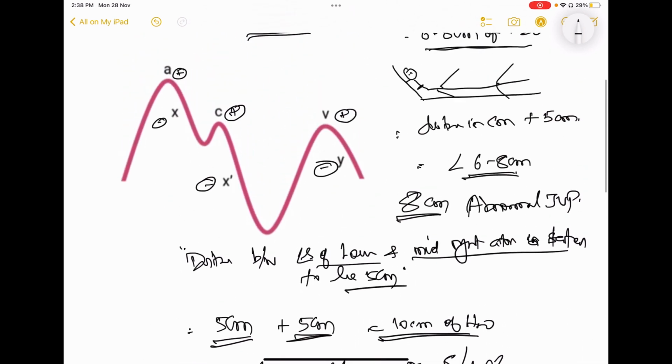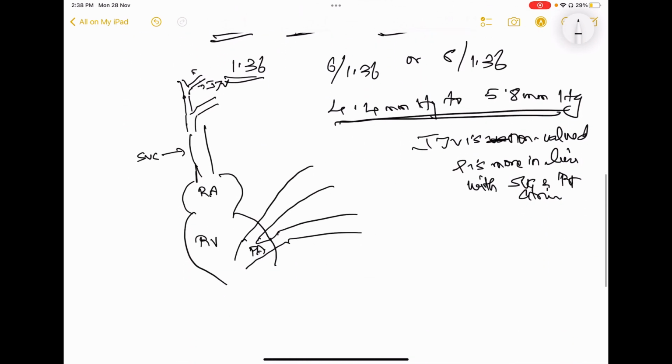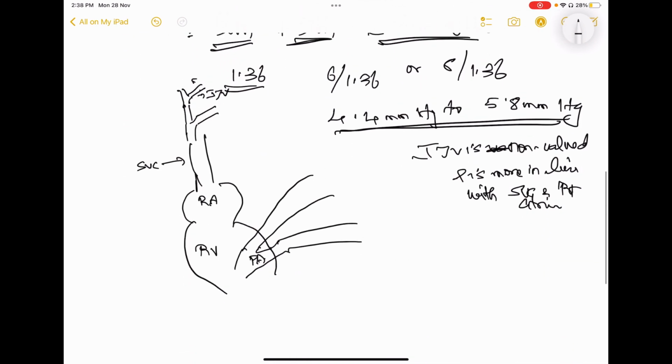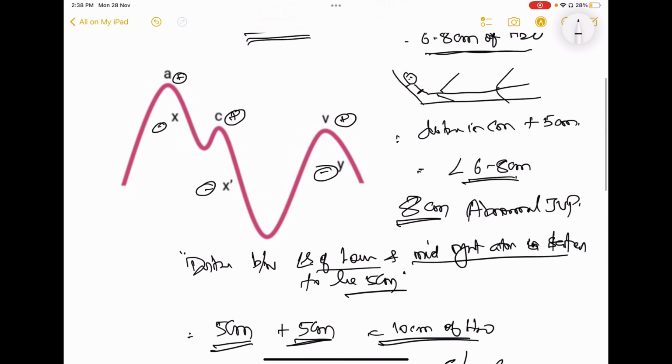So the reason for the different waves. The A wave is due to right atrial contraction. So imagine when the right atrium is contracting, the pressure inside this chamber is going to increase. So this will get transmitted to the SVC, and to the IJV. That will lead to a positive wave in the tracing. So right atrial contraction causes a positive wave, that is the A wave.